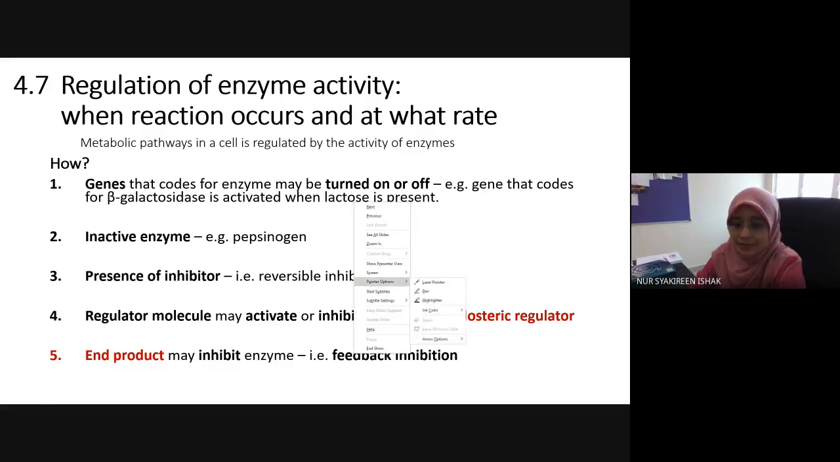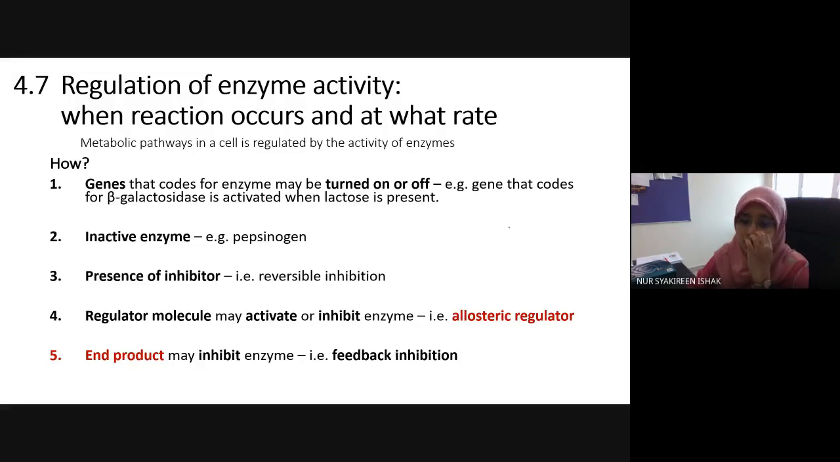So in this case, dia punya statement maksudnya kat sini. This enzyme, beta-galactosidase, is to break down lactose. As you know, lactose is a disaccharide, whose monomers are glucose and galactose. So this gene produces the enzyme beta-galactosidase only when lactose is present. That means the gene is turned on. If there is no lactose, the gene is turned off and there is no production of beta-galactosidase. Sebab apa? Sebab apa nak hasilkan beta-galactosidase kalau tak ada lactose? Faham tak? Okay.